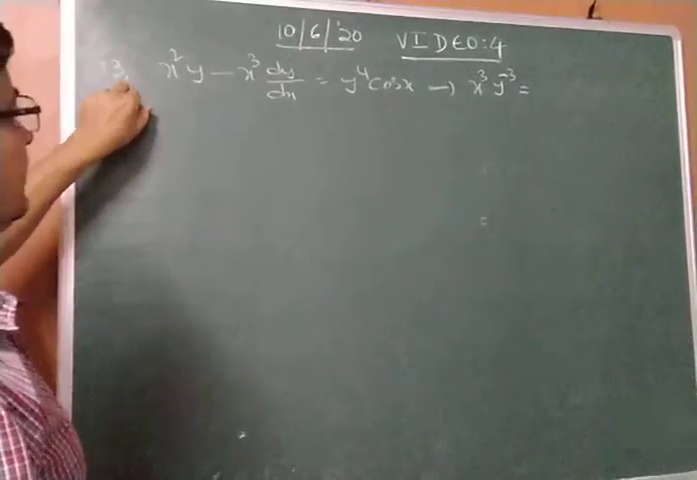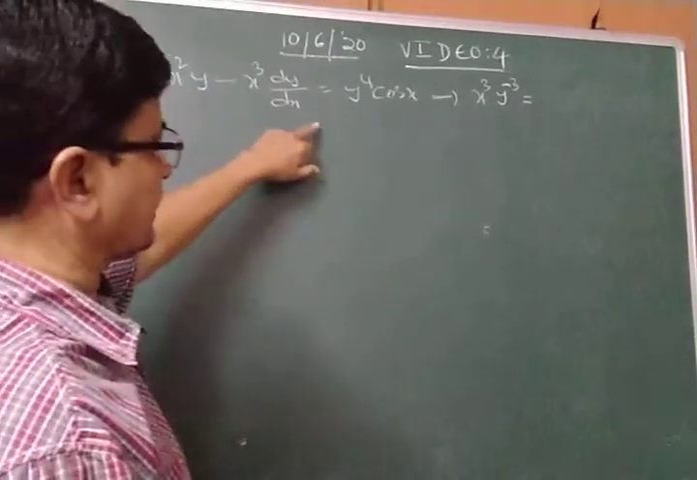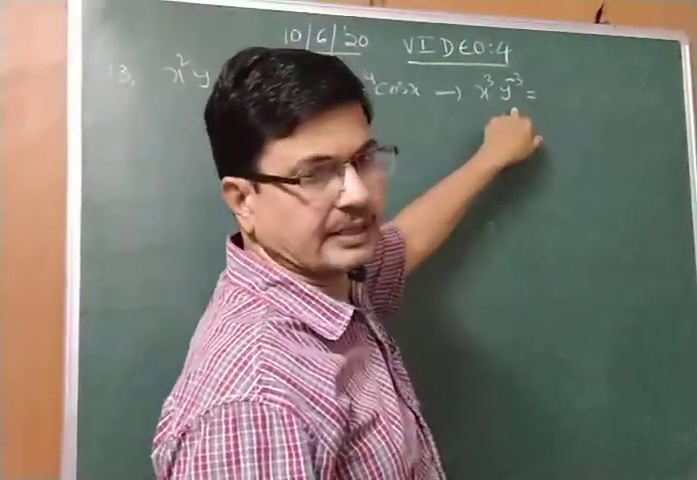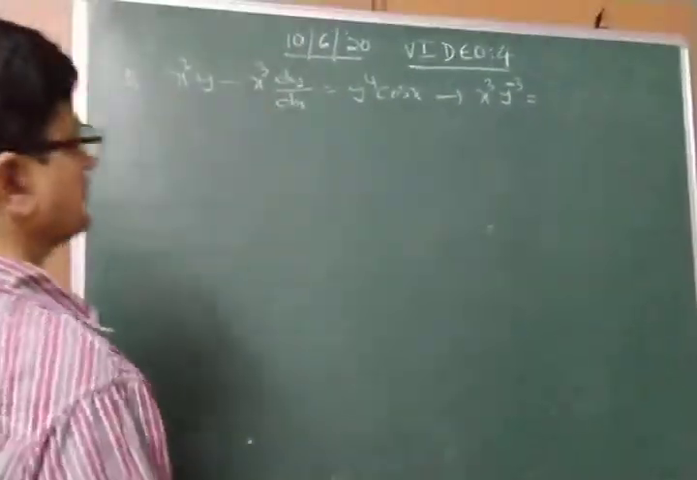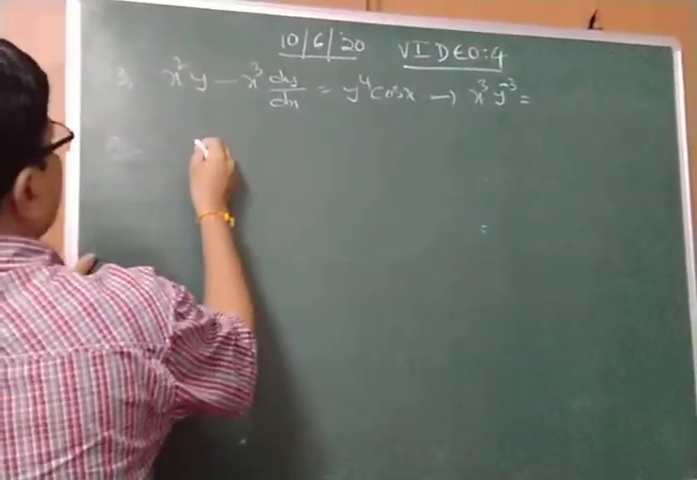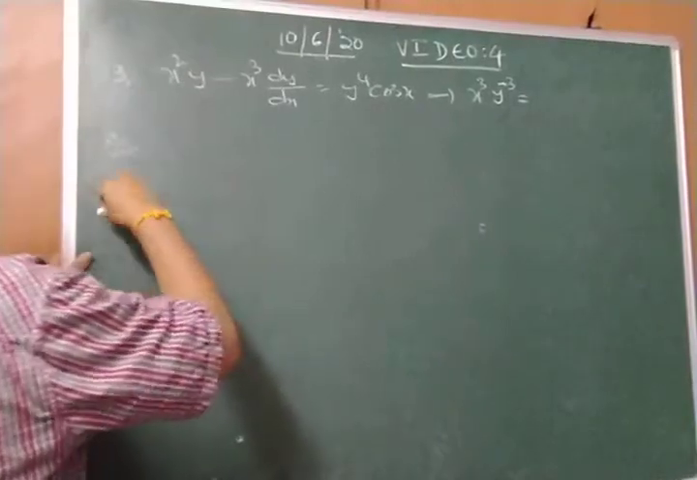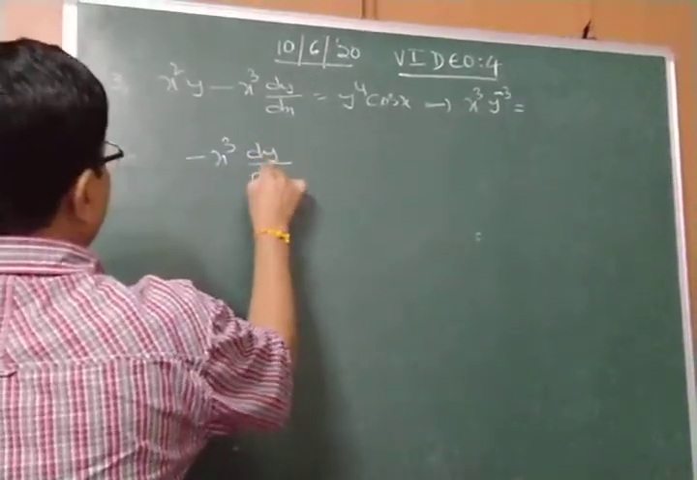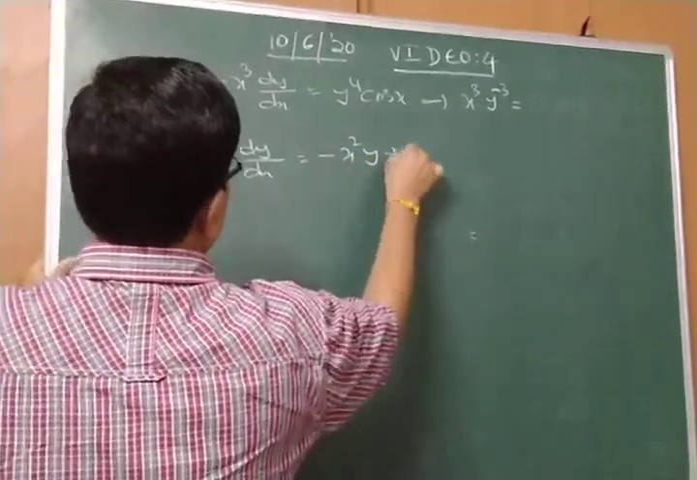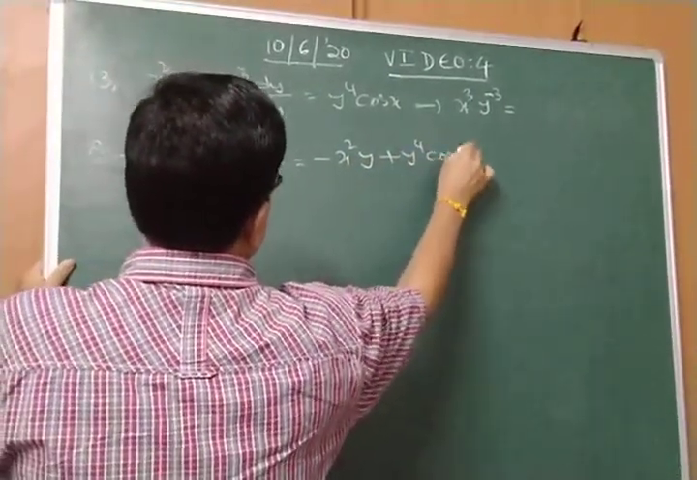Question number 13. Solve the differential equation. Then what is the value of x cube into y to the power of minus 3? So first of all we solve this equation. That is dy by dx is equal to minus x square y plus y power 4 into cos x.